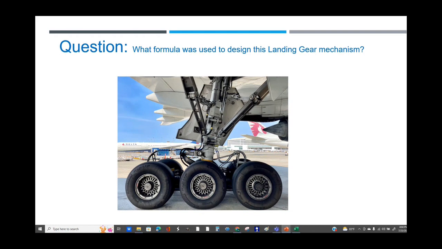What would be a common thing to say? Why did you design this way? What do you think the common answer would be? Because it's always been done this way. Okay, that's one. What are some other ones? Looking at 4-bar linkages. Okay, with four bar linkages, very good.